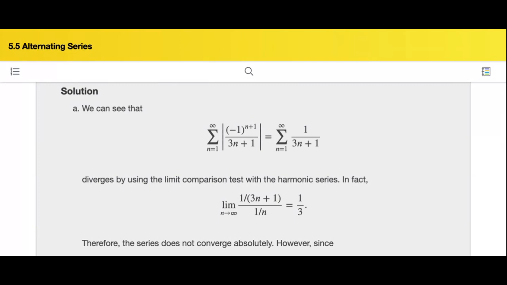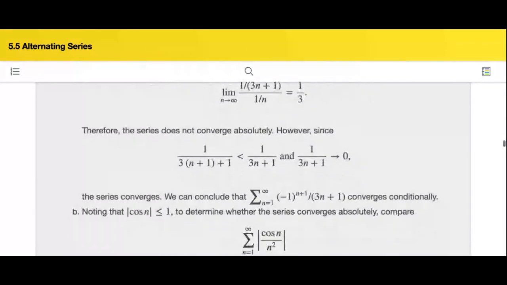If one converges, the other one converges. If one diverges, the other one diverges. So the limit of the ratio equals 1/3. The denominator one diverges, harmonic series. So we can conclude the numerator one diverges also. So the absolute value of that series diverges. Okay, so we can conclude this alternating series does not converge absolutely, but maybe converges conditionally.